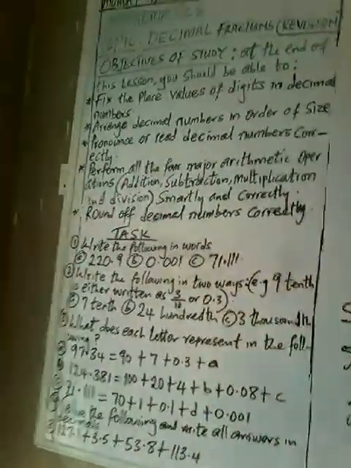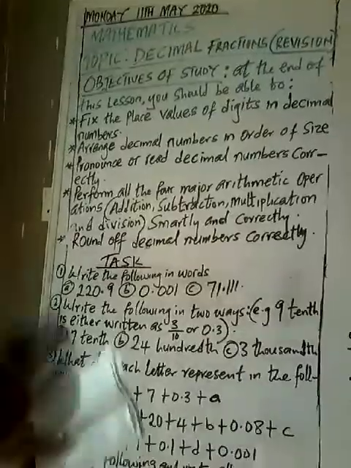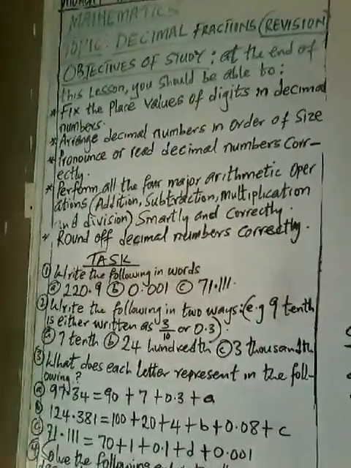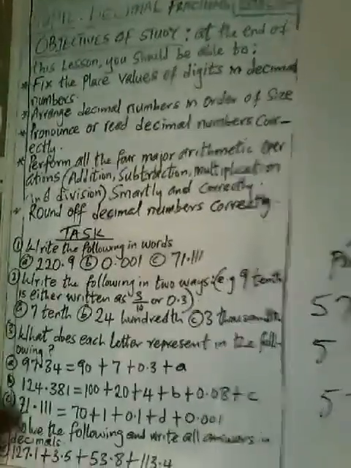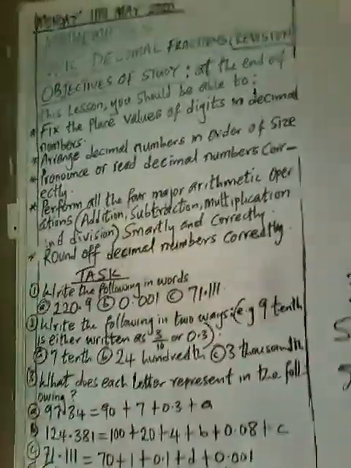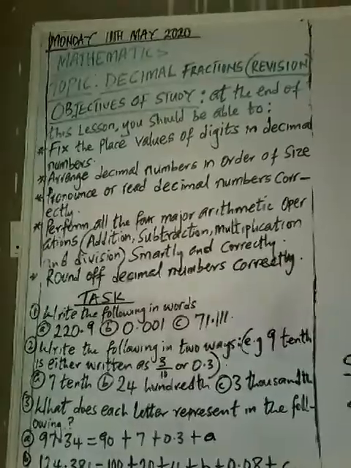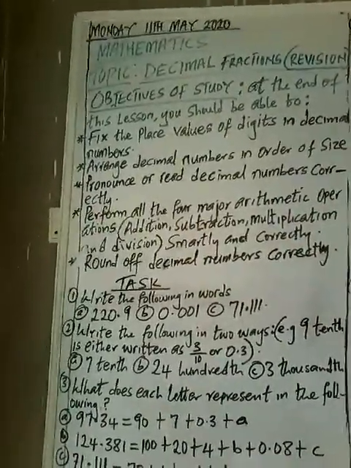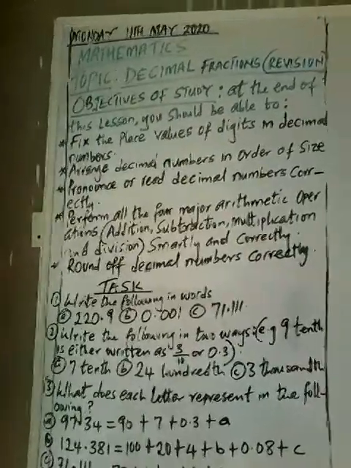Now, what are the objectives of study on this topic? What are those things that you must be able to do at the end of this lesson? Number one, you must be able to fix the place values of digits in decimal numbers. Number two, you must be able to arrange decimal numbers in order of size.